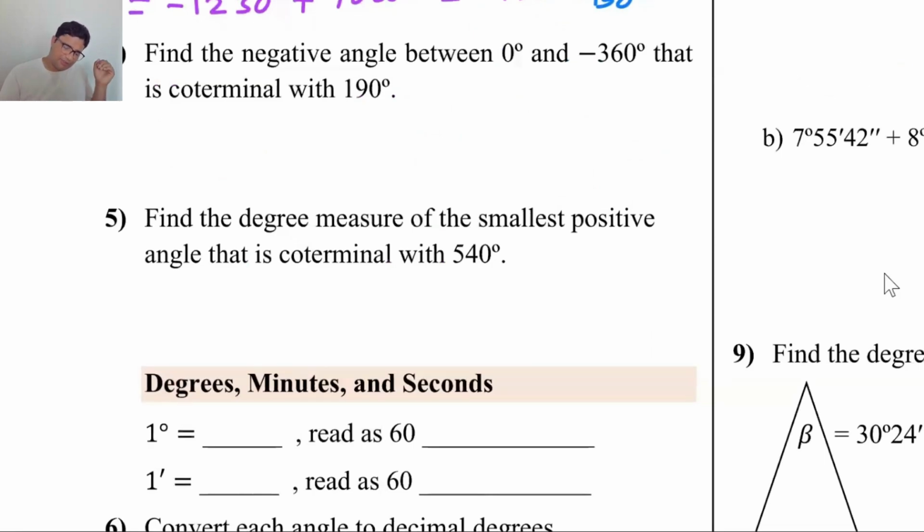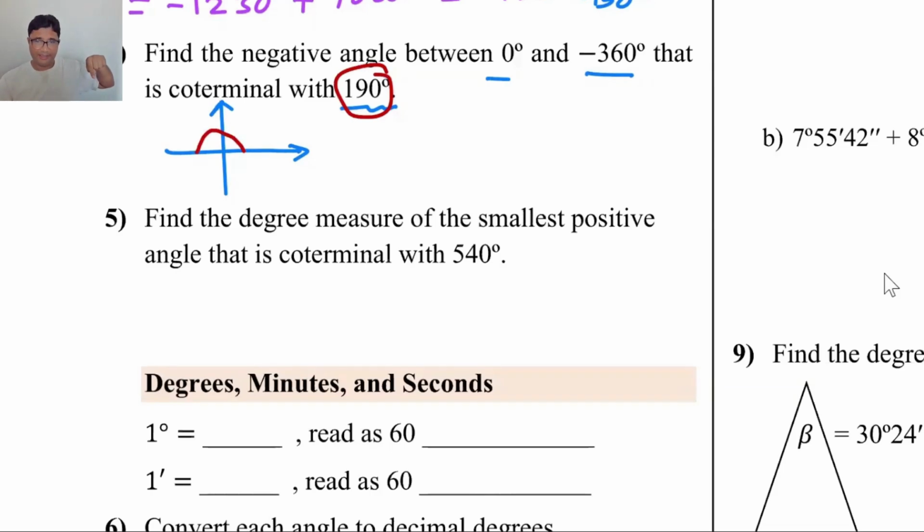Find the negative angle between 0 and negative 360 degrees that is coterminal with 190 degrees. Okay. You can do this analytically or graphically. Now you could draw a graph and then use that as an intuition, which is generally advisable. So you have less chances of making a mistake. You have 190 degrees, which would be 180. Remember, one straight angle would be 180 degrees plus 10 degrees more, right? So let's say here, that is your 190 degrees.